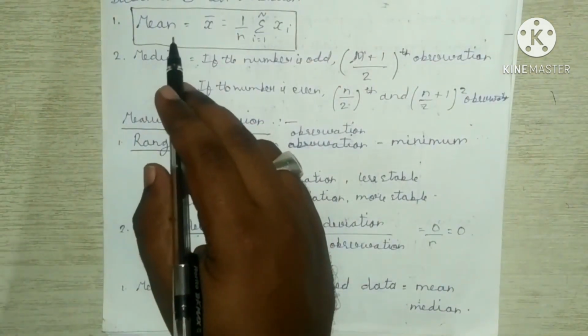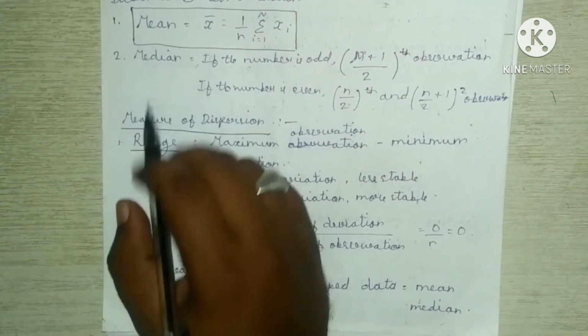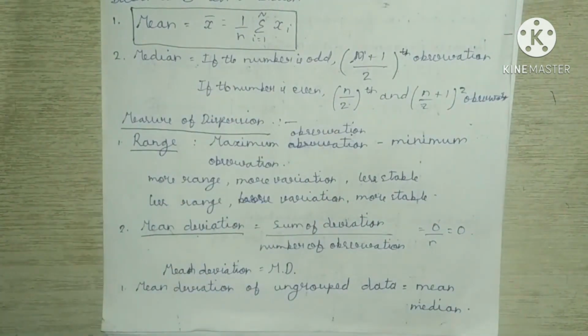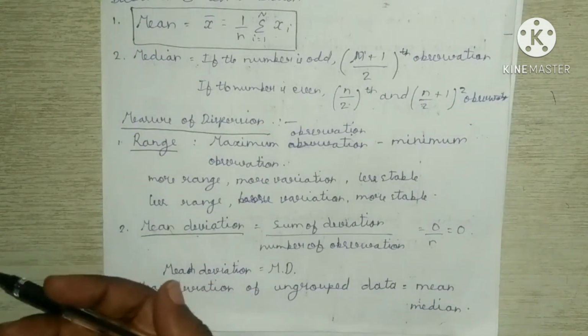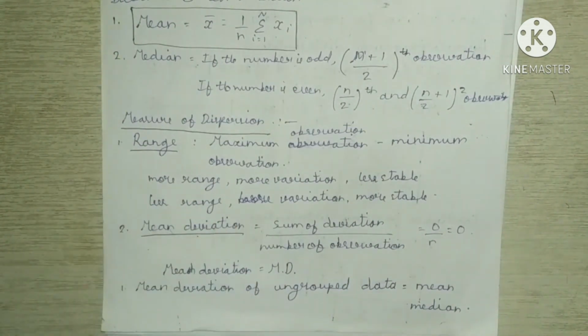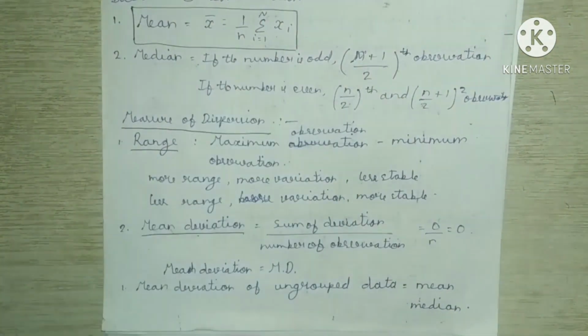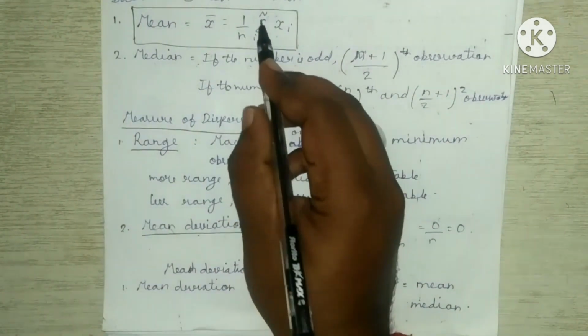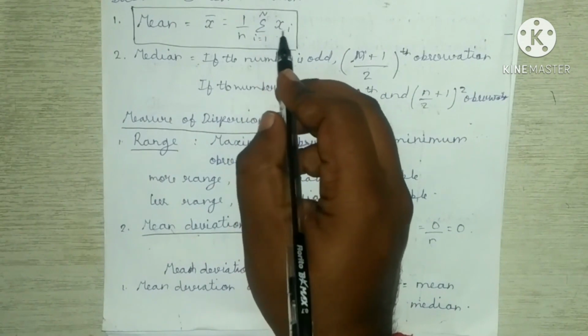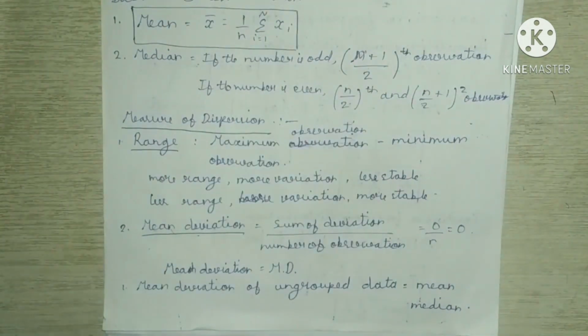In the statistics chapter, you'll come across mean and median. Mainly, all the questions will be asked about the mean and about the median itself. The mean is x bar is equal to 1 by small n into summation i varies from 1 to n xi. This is the general mean formula.